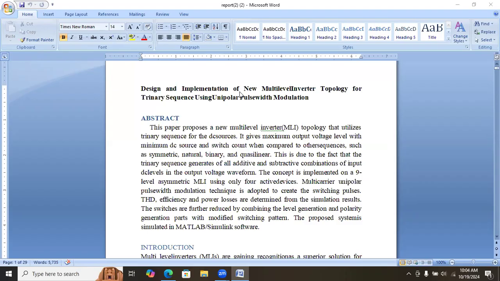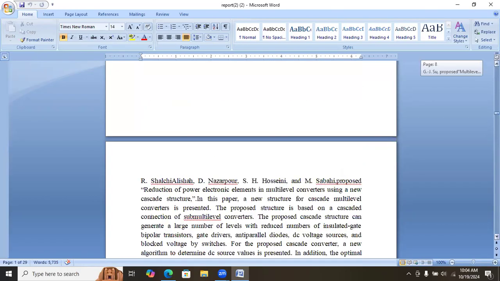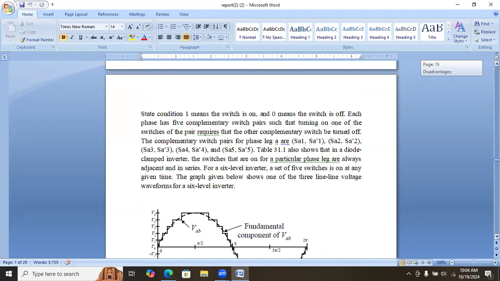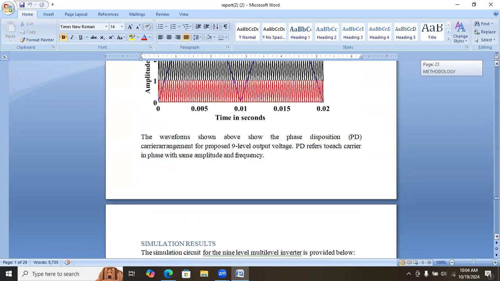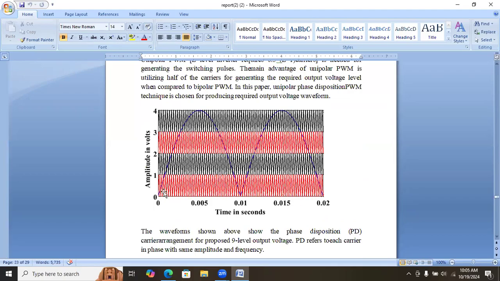Today we are seeing about the multi-level inverter, that is the 9-level multi-level inverter using unipolar pulse width modulation. Unipolar means in single direction, that is, polarity will be 1. This can be better understood by using this. First we will generate the levels at the DC and then we will provide it to the H-bridge inverter in order to get the AC output, multi-level AC output.